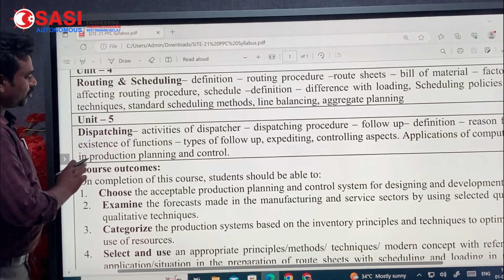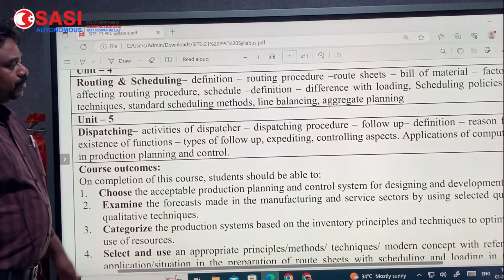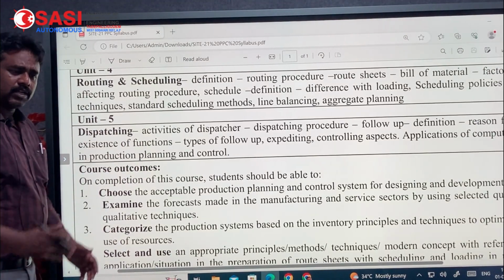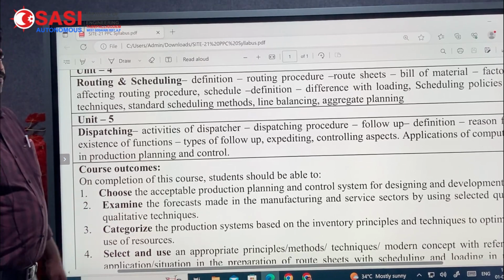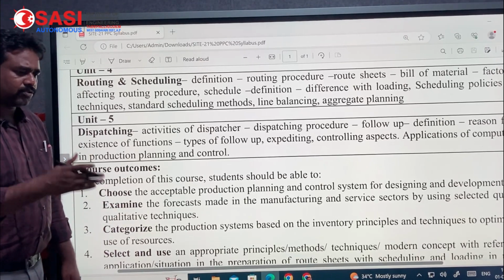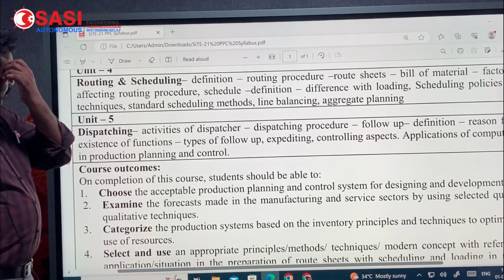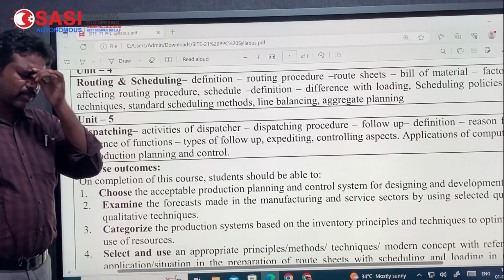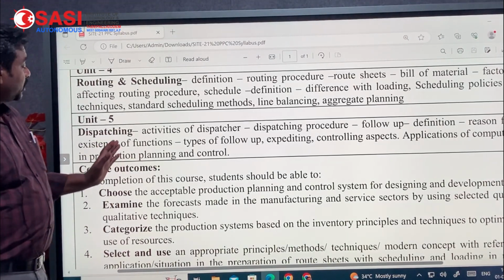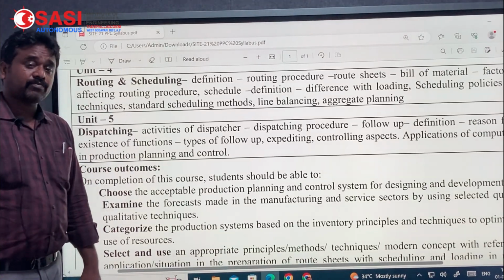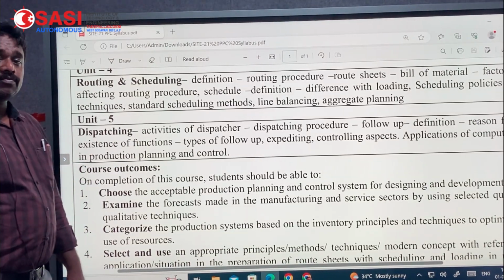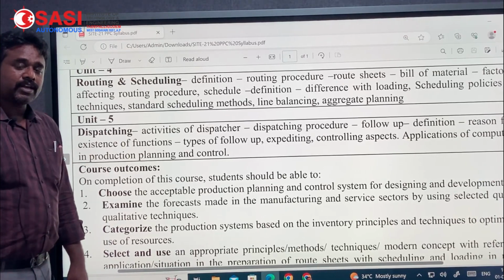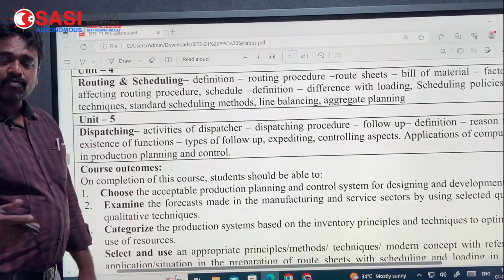Coming to the 5th unit, unit 5, this is the last unit of our course. Dispatching is nothing but sending information from one sector to the other. In general, we always think that dispatching is nothing but sending the final product to the market. But it starts right from the orders dispatched from the management, meaning the decisions taken by the management should be carried forward to the persons who are involved in that project.